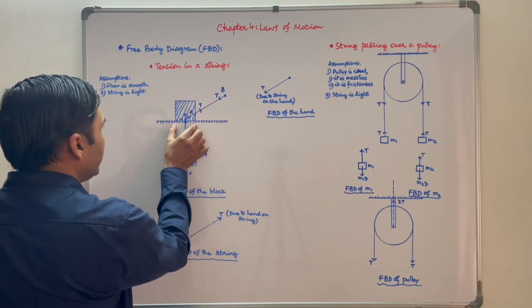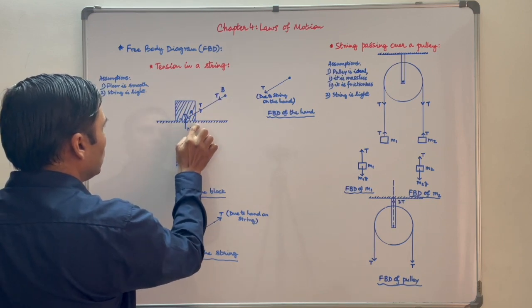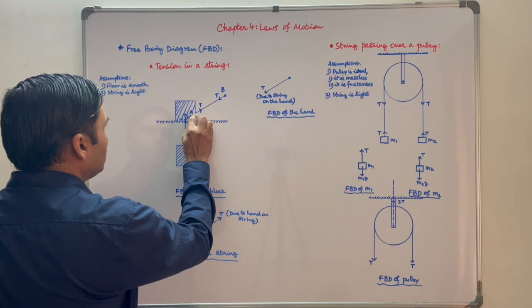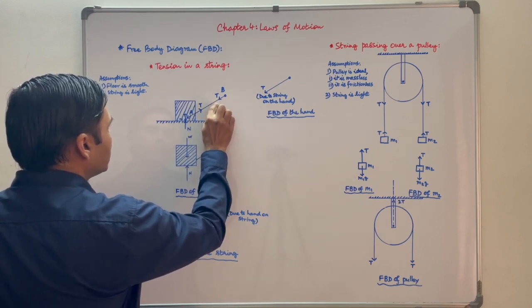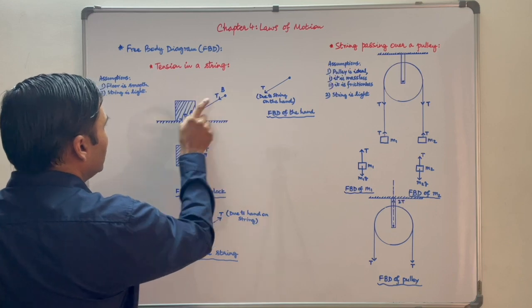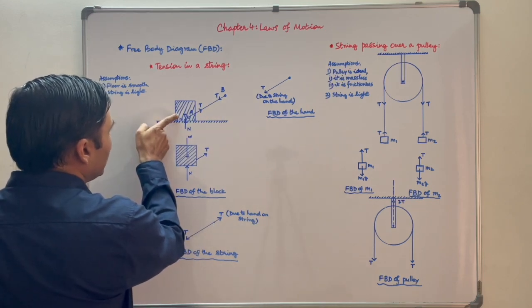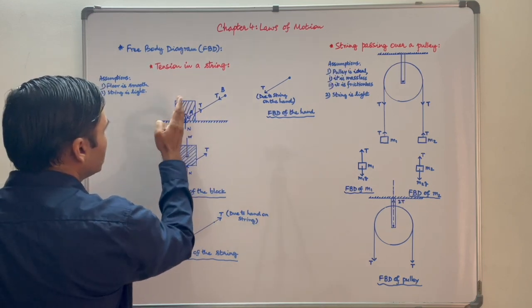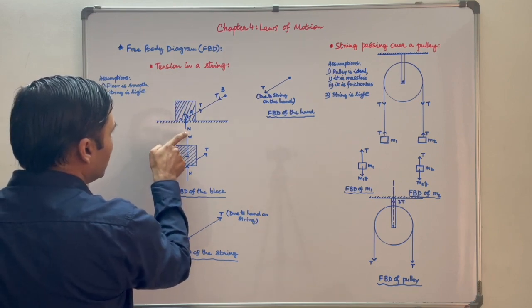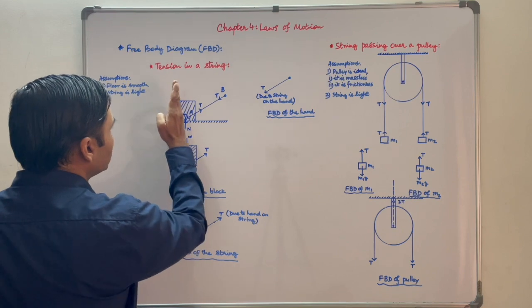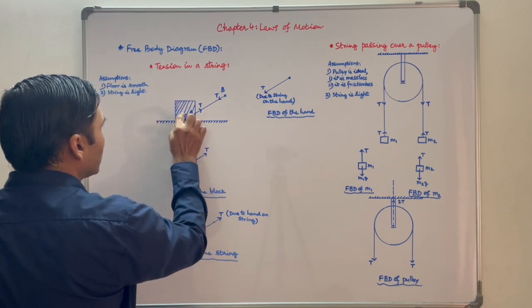This is the contact area between the block and the floor. This is the contact point between the block and the string. This is the contact point between the string and the hand. This normal reaction N works perpendicularly downwards because of the weight of this block. This normal reaction works perpendicularly upwards because of the floor on the block.